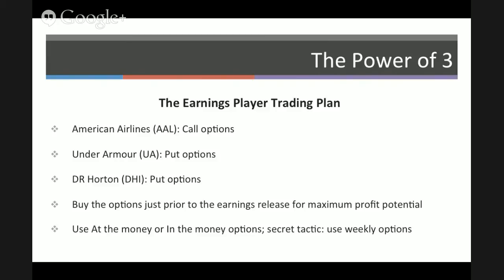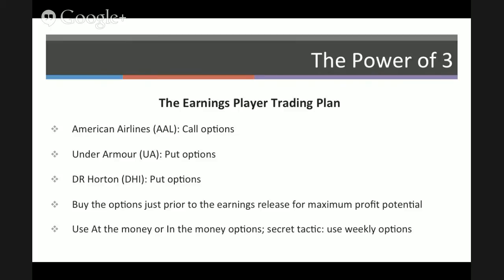So let's talk about the actual trading plan for those three stocks. Again, they are American Airlines, AAL is the stock symbol. American Airlines reports on October 23rd, and you would want to buy a call option, and we'll come back to this in just a second. For Under Armour, Jamie, can you give everyone the dates on UA and DHI as far as their earnings reporting dates, just so we have them out there?